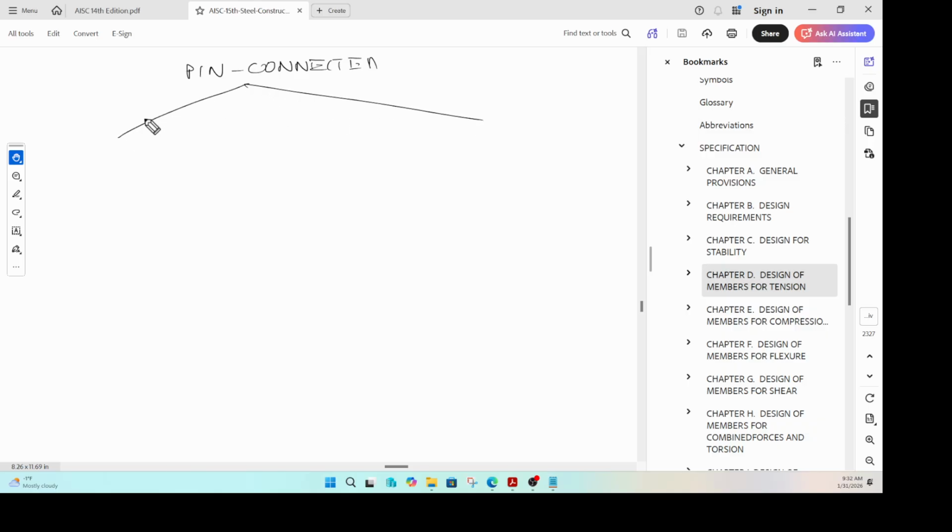Okay, so pin connected, there are different failure modes. One is your tensile rupture, and the other one is shear rupture. And then there is something called bearing, and there's something called yielding. Okay, so we'll visualize this and then we'll go to the code to find out the formula.